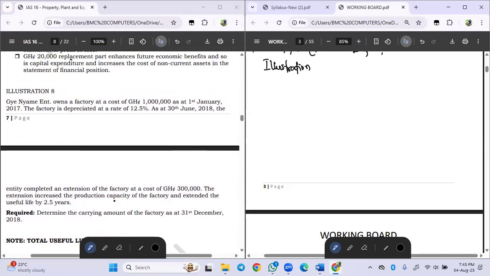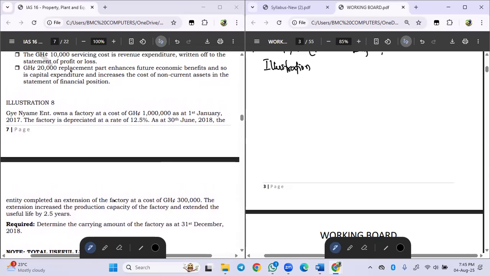the entity completed an extension of the factory at a cost of 300,000. So this is a subsequent expenditure. The extension increased the production capacity, so it increased the productivity of that particular factory, and it extended the useful life. So this one increased two things. One, it increased the productivity. Two, it extended the useful life of the asset by 2.5 years.